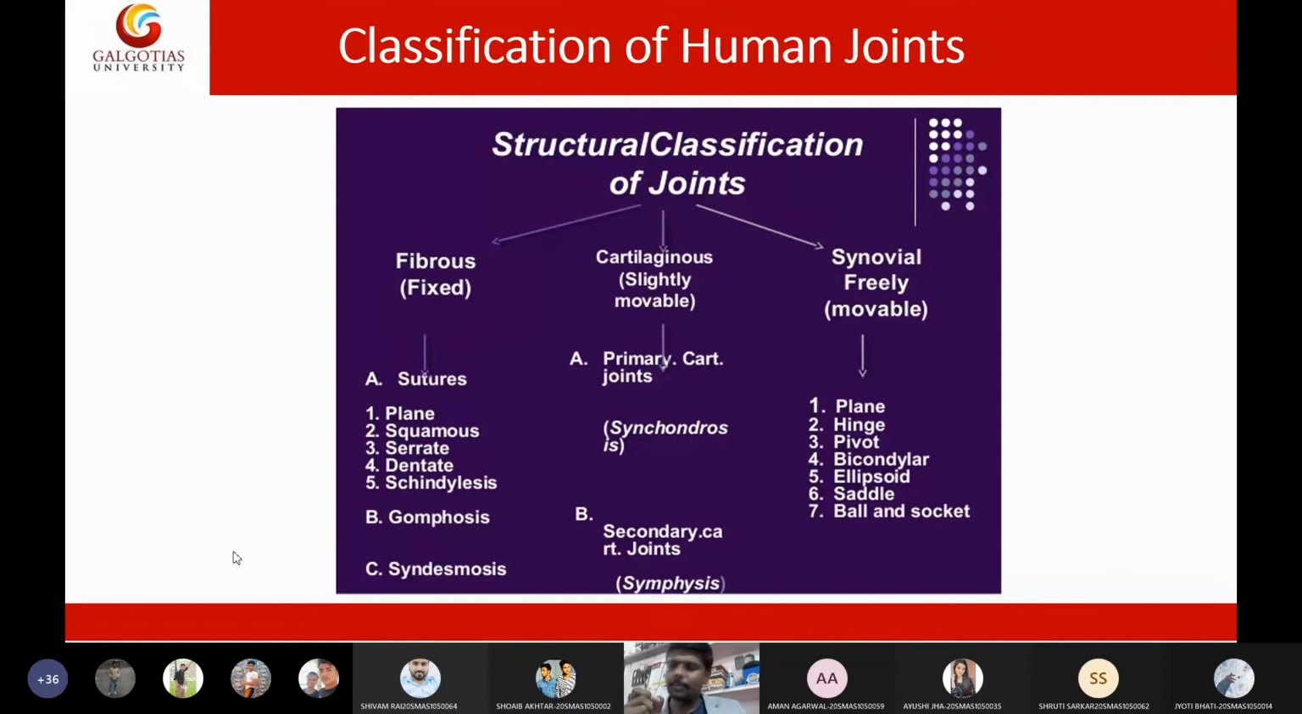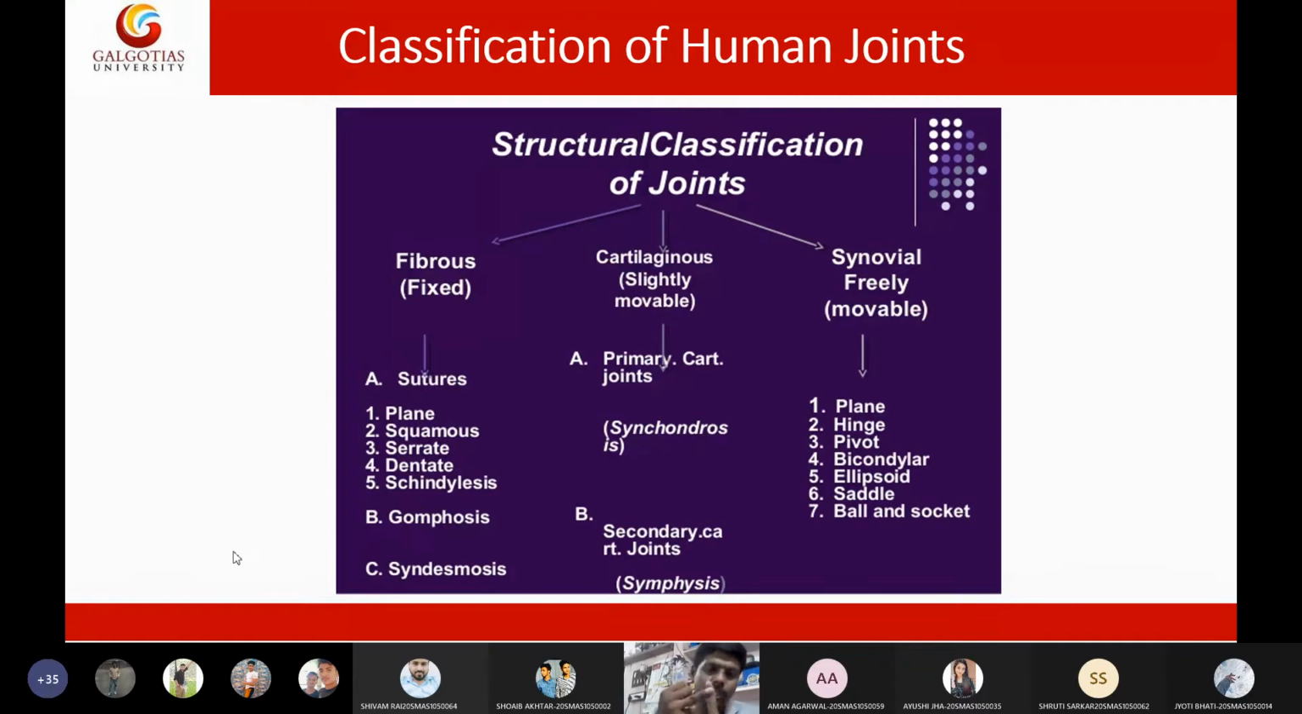It is a fibrous fixed joint. Okay, fixed joint in between two bones of your limbs. So radius and ulna are together stitched by a fibrous reticular structure called syndesmosis, and such joints are called syndesmosis joints. So these are the three types of fixed or fibrous joints which are present in our body.